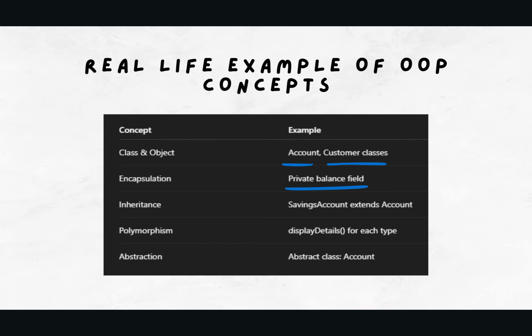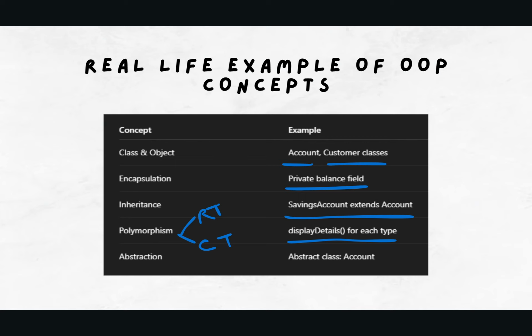So that was encapsulation. What was inheritance? Like one class extending another class. So savings account extending account class. Savings account is a child class, account is a parent class. That was inheritance. What was polymorphism? They were of two types: runtime polymorphism, compile time polymorphism. So display details for each type. Now if we have three functions of the same name display details, so that will be polymorphism, which means many forms.